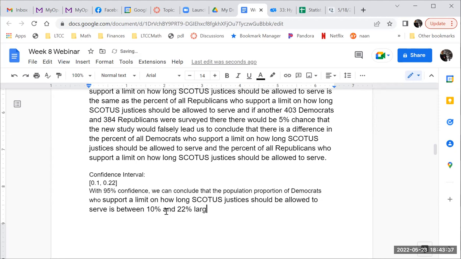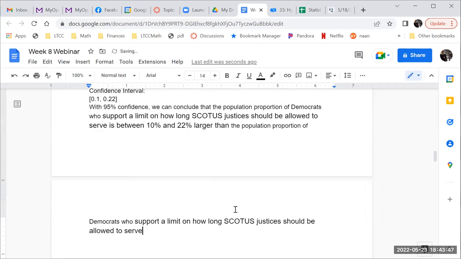Larger than, and now I'm just gonna copy and paste and change one word. The population proportion of Republicans who support a limit on how long SCOTUS justices should be allowed to serve.